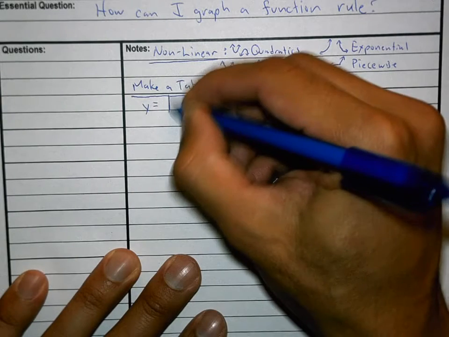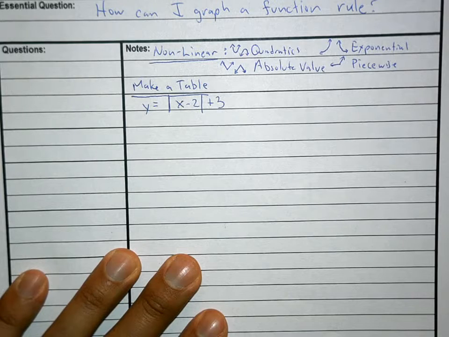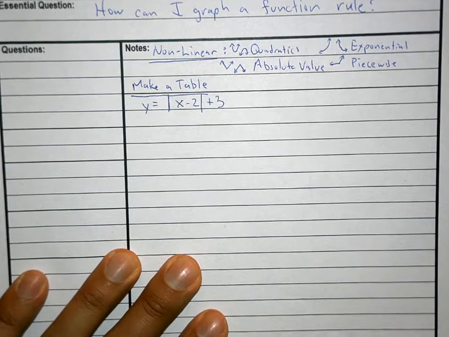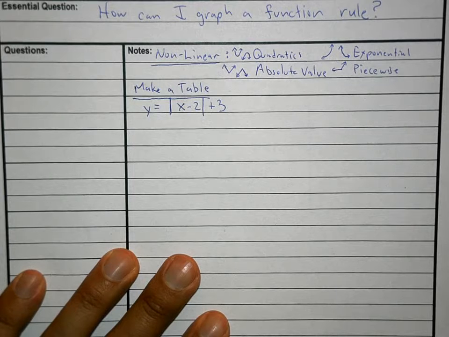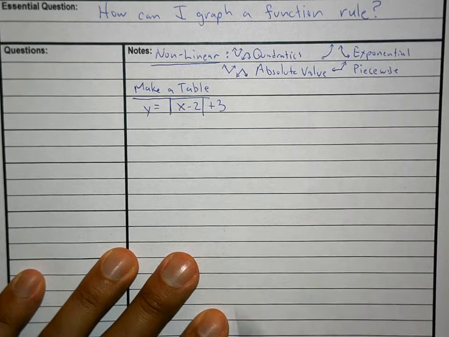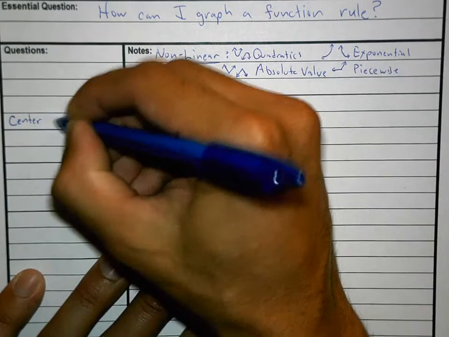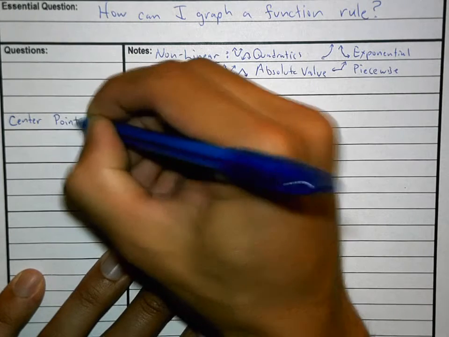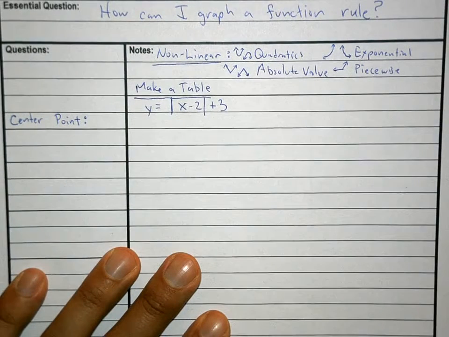Here is an equation. Y equals the absolute value of x minus 2 plus 3. The hardest part about making a table is picking what point is going to be your center point. I'm going to write off to the side, center point, because I'm going to talk with you about how to find the center point in just a second.